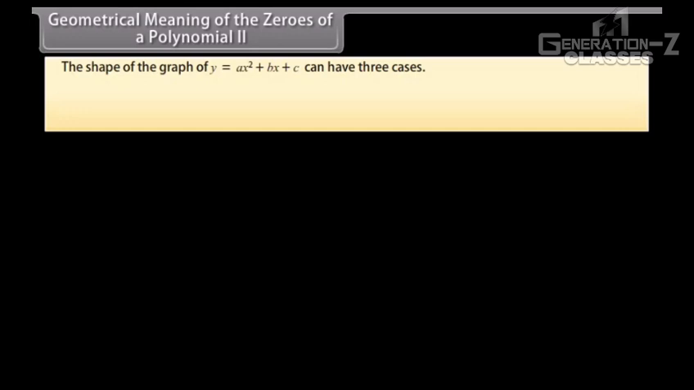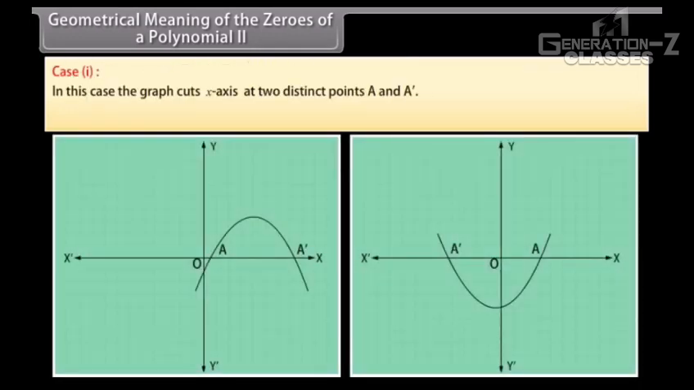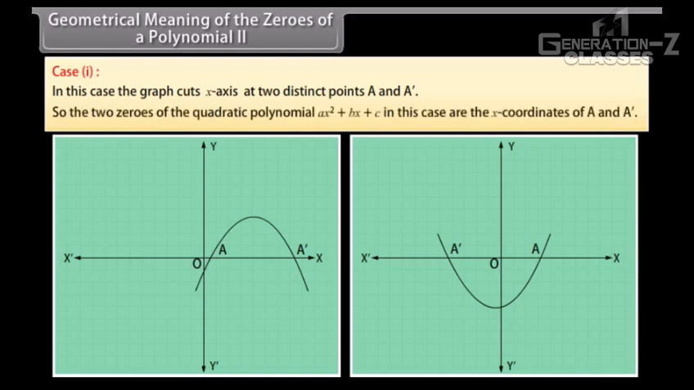Geometrical meaning of the zeros of a polynomial 2. The shape of the graph of y is equal to ax square plus bx plus c can have 3 cases. Let's discuss them one by one. Case 1. In this case, the graph cuts the x-axis at 2 distinct points A and A bar. So the 2 zeros of the quadratic polynomial ax square plus bx plus c in this case are the x-coordinates of A and A bar.